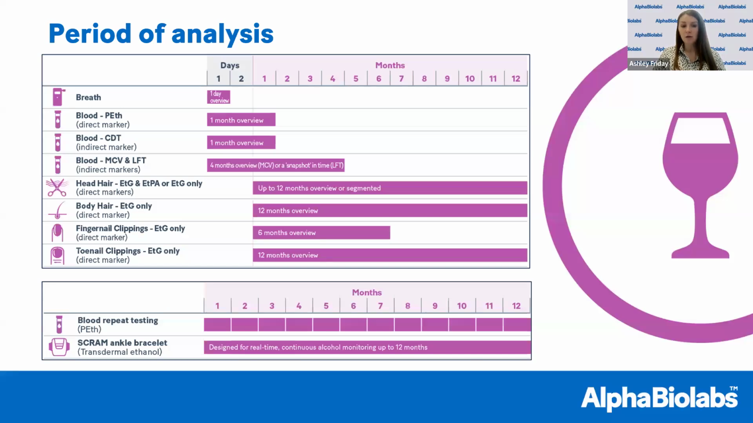Then at the bottom, you've got the option for repeat PEth testing, so taking a sample every 4 weeks, and then reporting on that to look at patterns over time. And then as some of you may also be aware, we can offer a SCRAM bracelet, so an alcohol monitoring bracelet, to detect alcohol use, and that would be from the date of fitting up until the point of removal, which would be entirely up to you how long that bracelet was on for, usually a minimum of 30 days, up to or in excess of a year for that fitting.